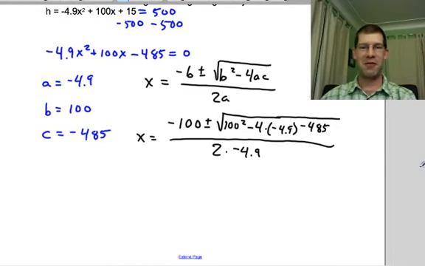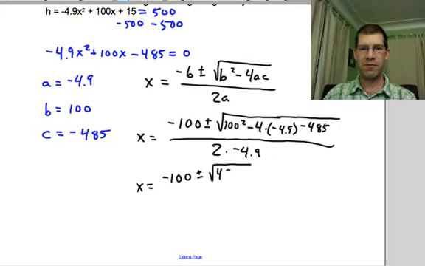Alright, so I'm going to figure out what's inside that radical. I have 100 squared minus 4 times negative 4.9 times negative 485. And so that's going to end up being a positive 494. So I'd have x equals negative 100 plus or minus the square root of 494, all divided by negative 9.8.